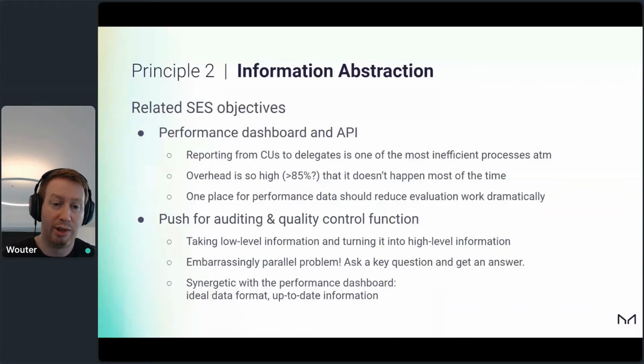So the activity of taking low-level information, for example, looking at the work output of a product development core unit or a support core unit or whichever core unit, but someone with the right expertise looking at that low-level information and then turning it into high-level information that can be understood by a broader audience, in other words, abstracting it.